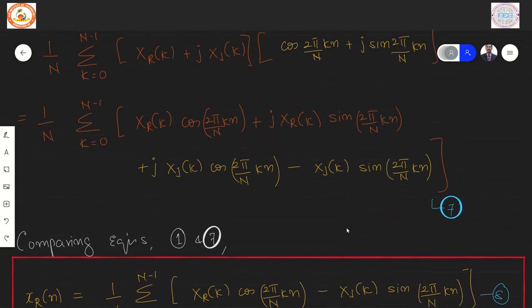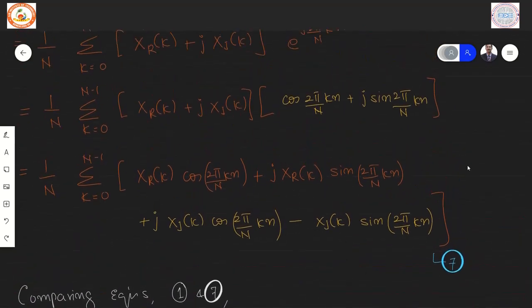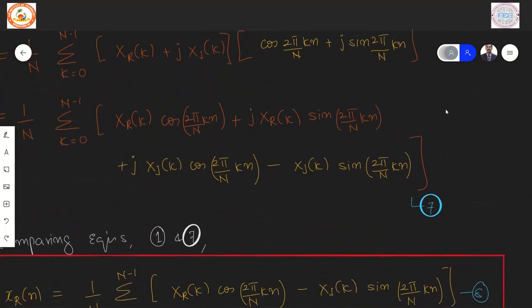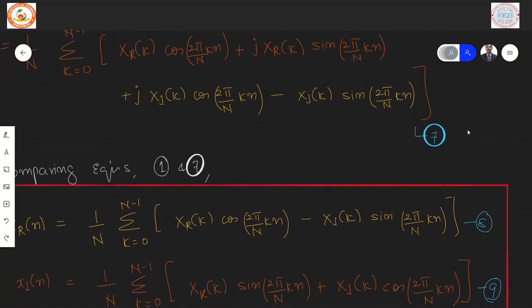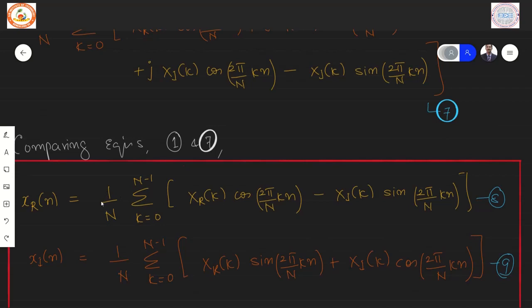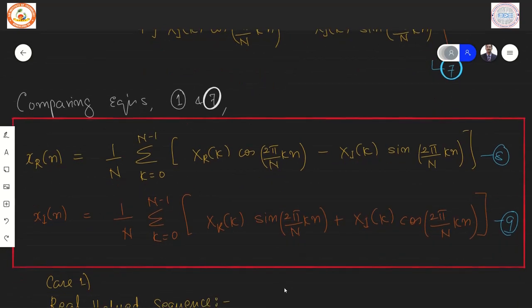So the equations here are both structurally similar, but the arrangement of elements is changed slightly, and so is the sign. And an important thing, we have to multiply by 1 by N if it is an IDFT.